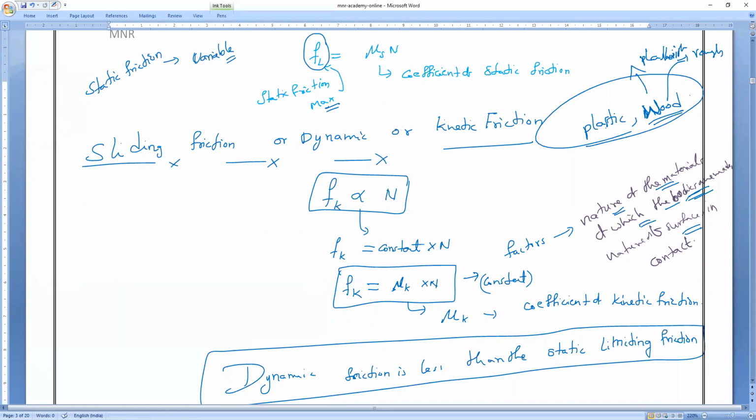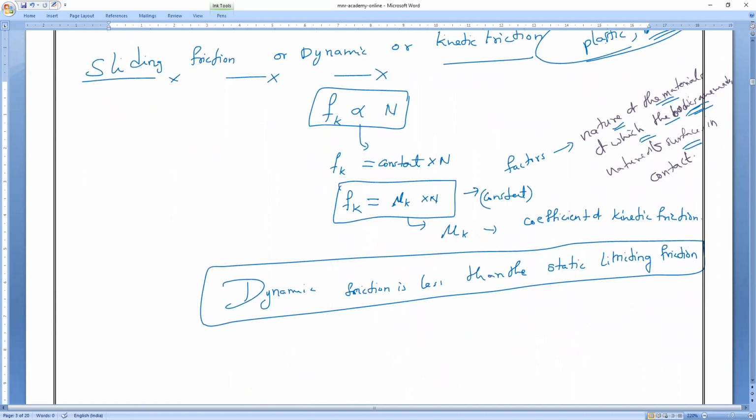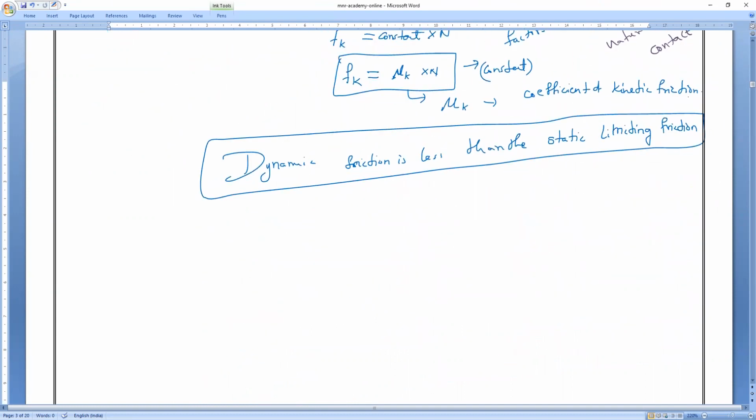So if any same two surfaces are moving with different velocities, do you think that sliding friction or kinetic friction will change? That is my question to you guys. All of you.